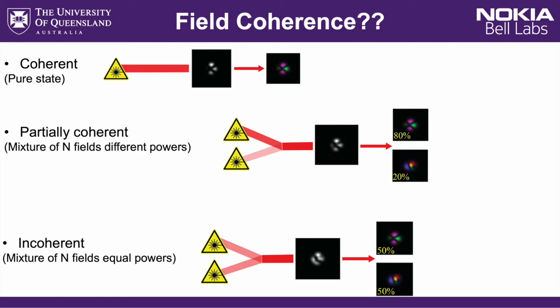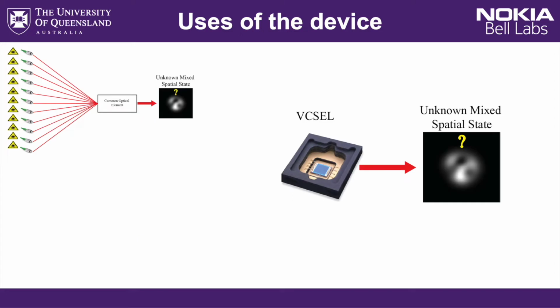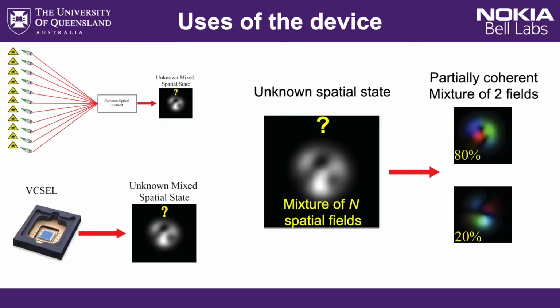Due to our device's ability to measure amplitude, phase, and coherence in a single shot, it can be used in a variety of applications, such as in mode division multiplexing, where beams from different sources would need to be characterized after passing through some common optical device, or determining the properties of a field after passing through or being emitted from a nonlinear system, like a doped fiber or VCSEL, which both cause mixing of fields.